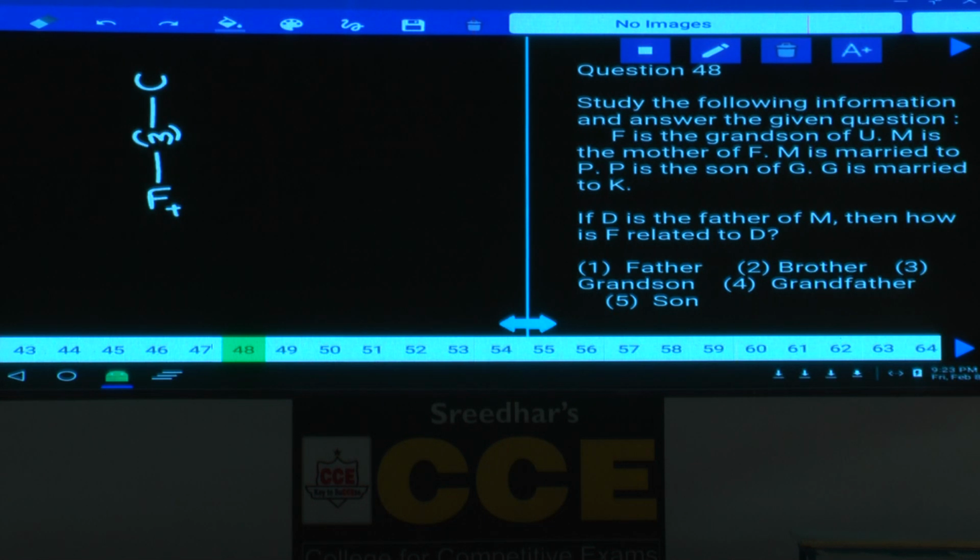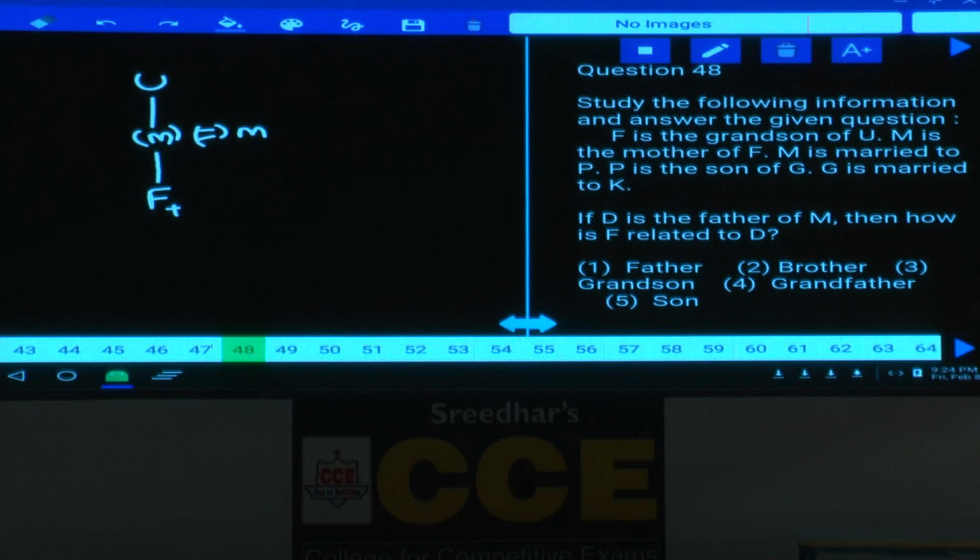This M can be U's child or M can be here, isn't it? Whether M can be U's child or M can be either the son-in-law or the daughter-in-law of this U. Hence, there are 2 possibilities in this one.